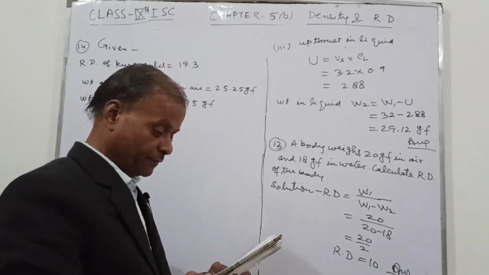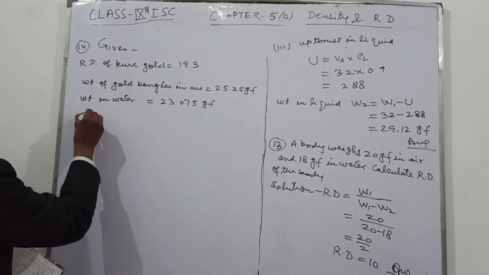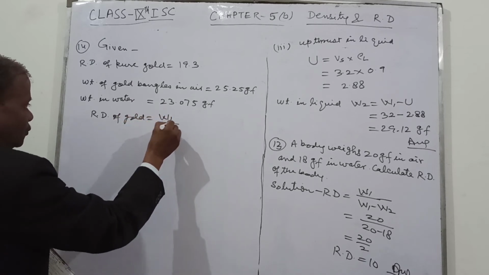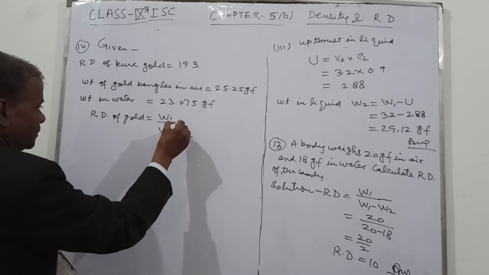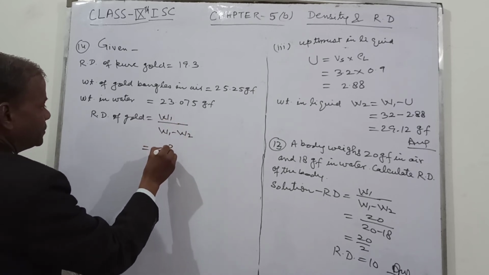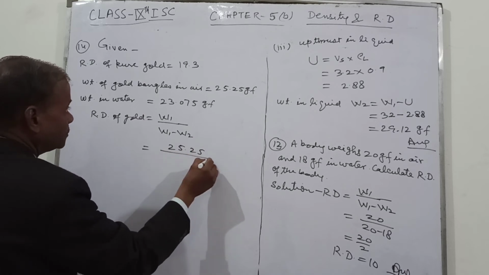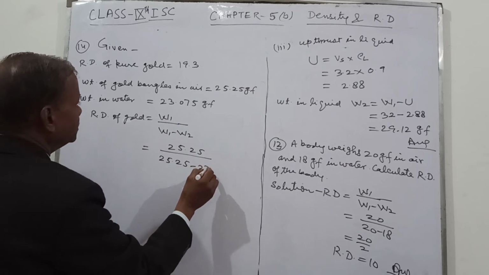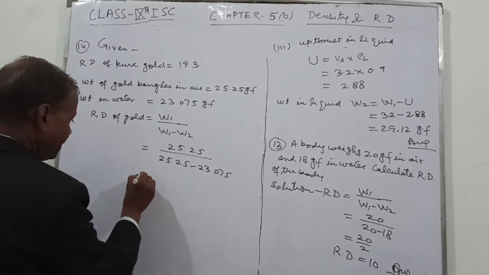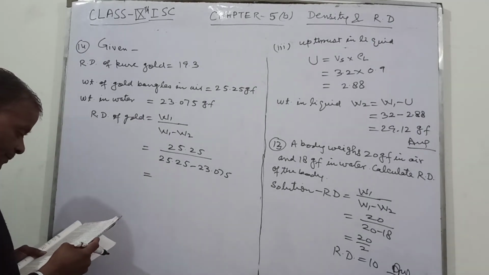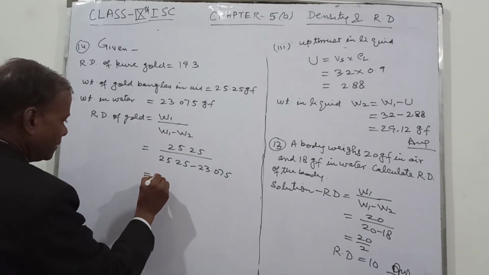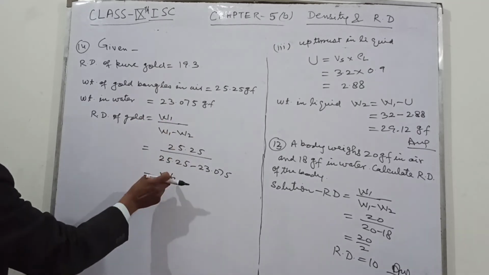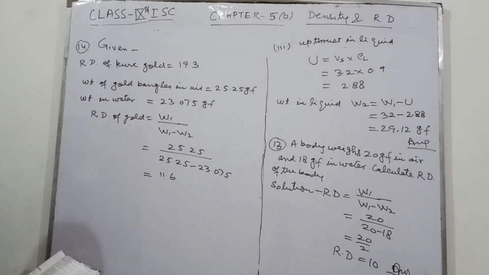Then we have to find the RD of this one. RD of gold is W1 upon W1 minus W2. So W1 is 25.25, upon 25.25 minus 23.075. So this is coming out to be approximately 11.6. And this RD is less than this one. It means that the bangles are not of pure gold.